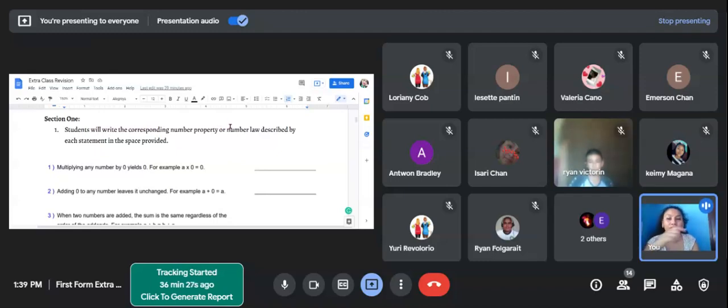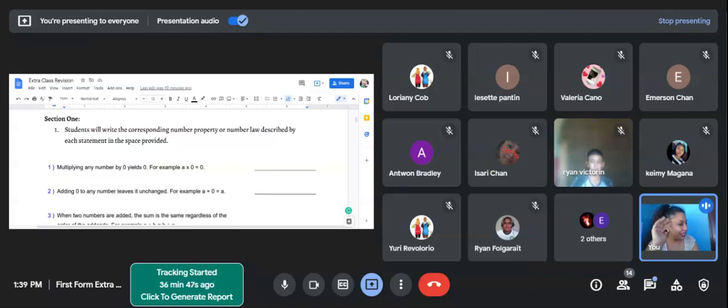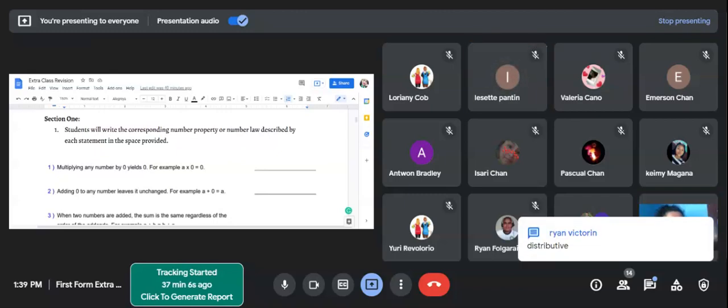What do we call that? What property or law is this one talking about? Which property did we talk about that says when I times something by 0, it gives me 0? What is the name of that property? It's not the identity property. You're thinking along the lines, but we talked about it. It's very, very direct. What is happening there when I have A times 0 gives me 0? What are you doing there?